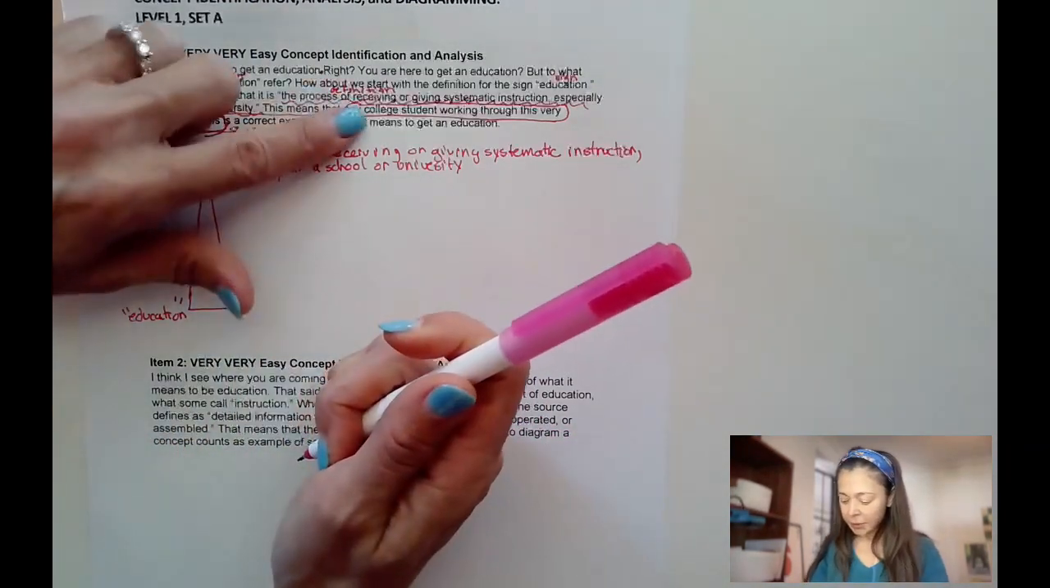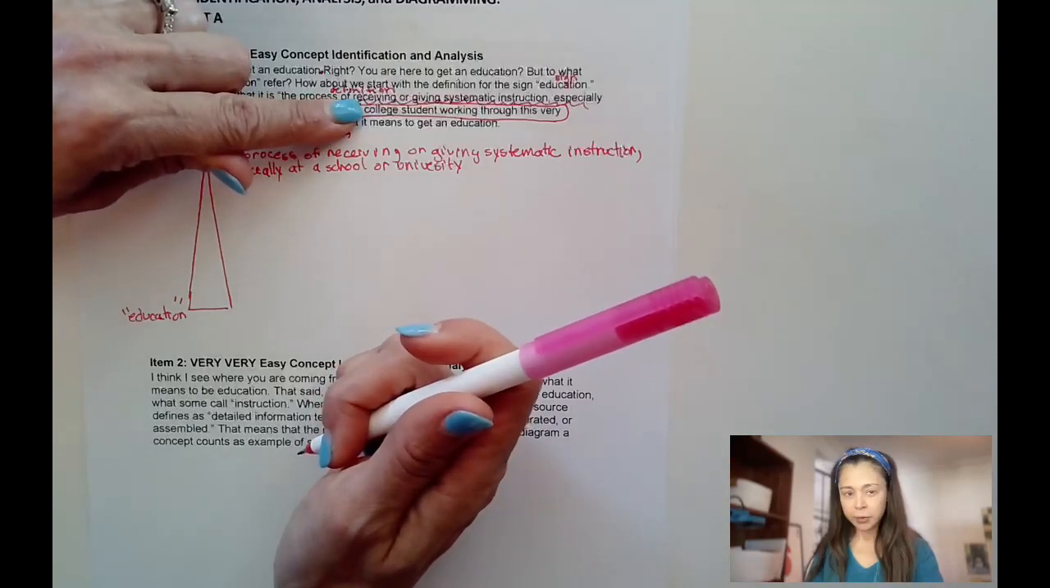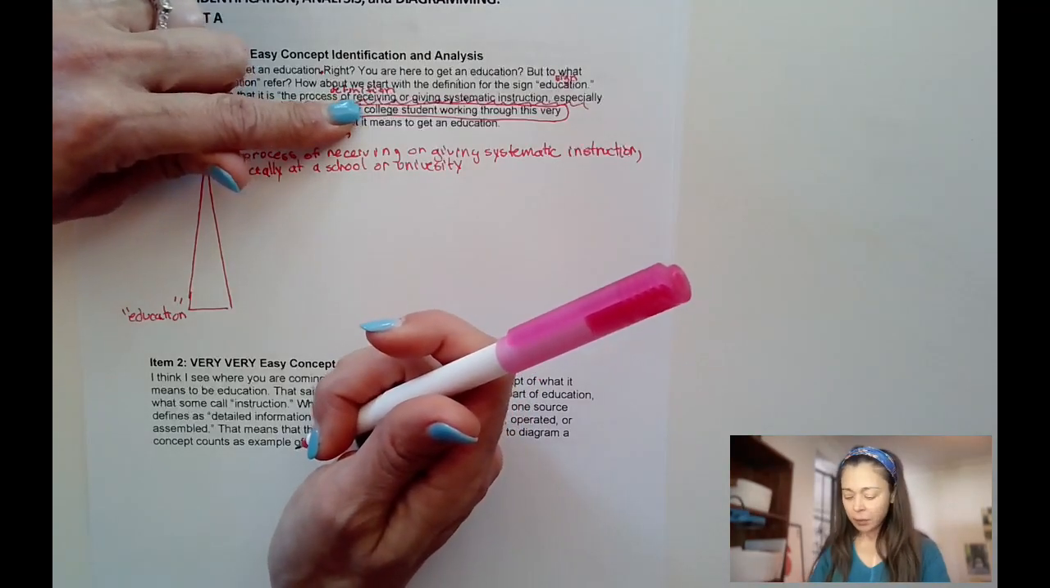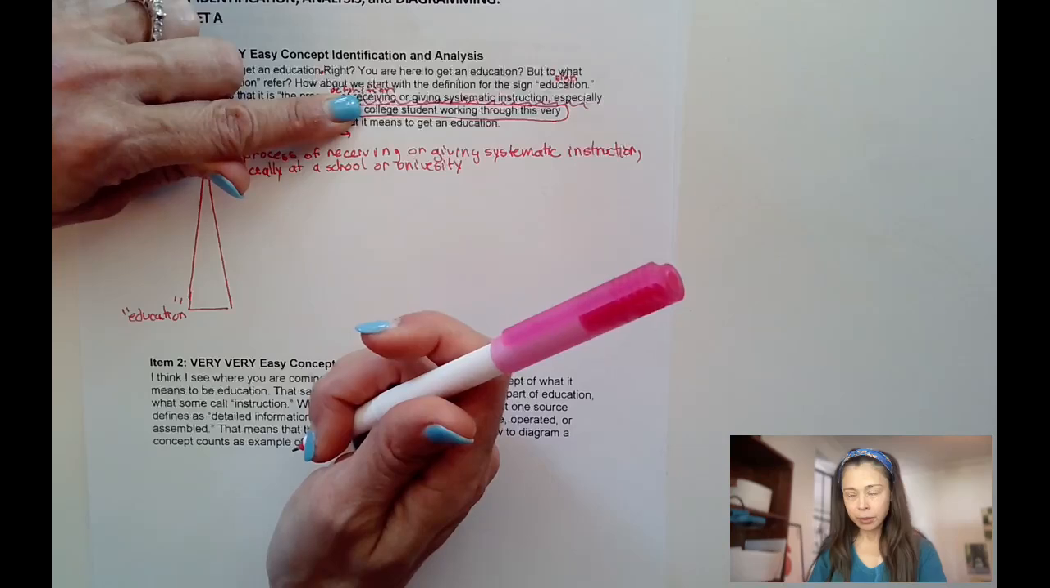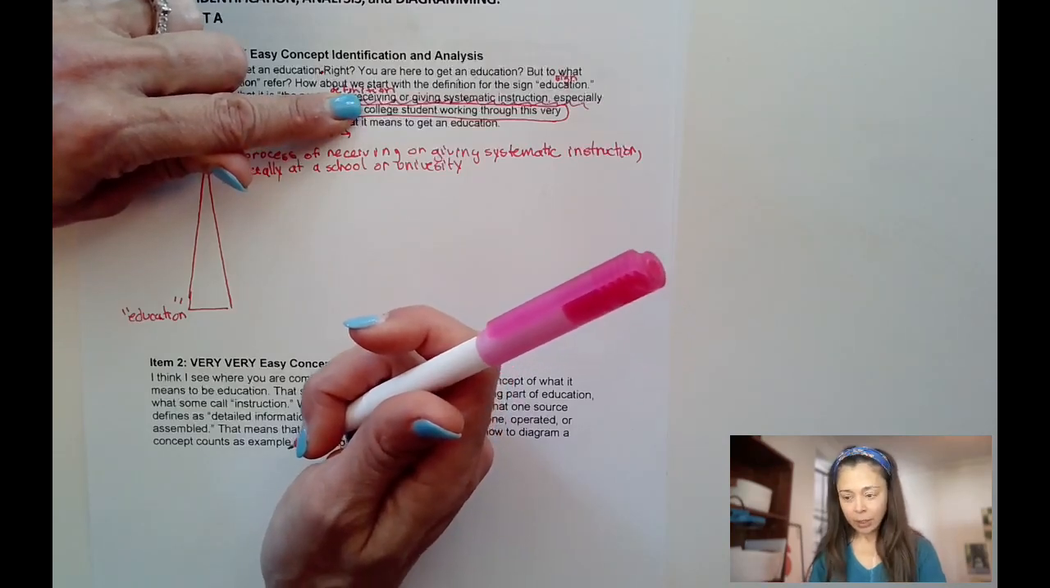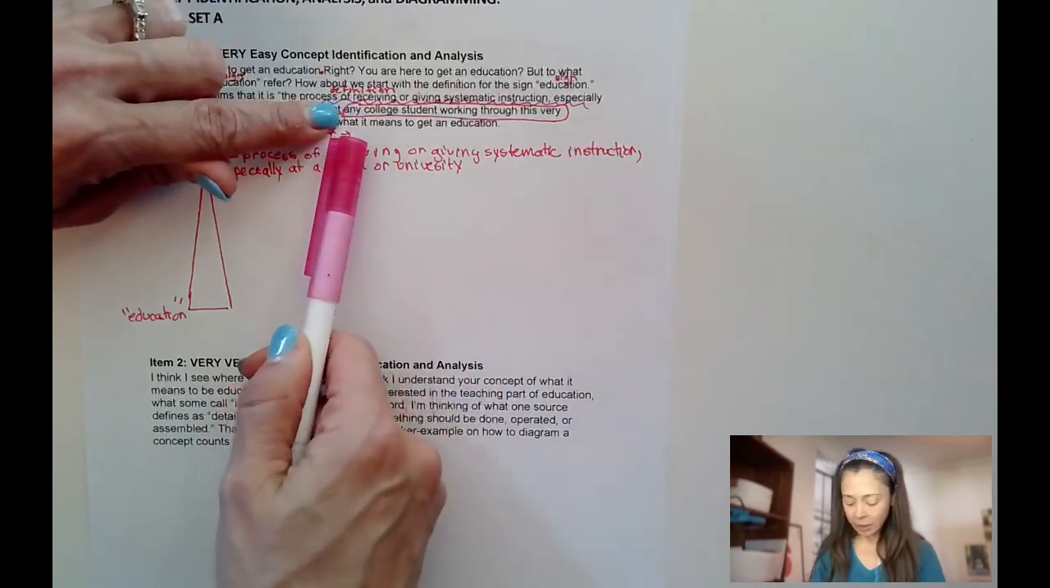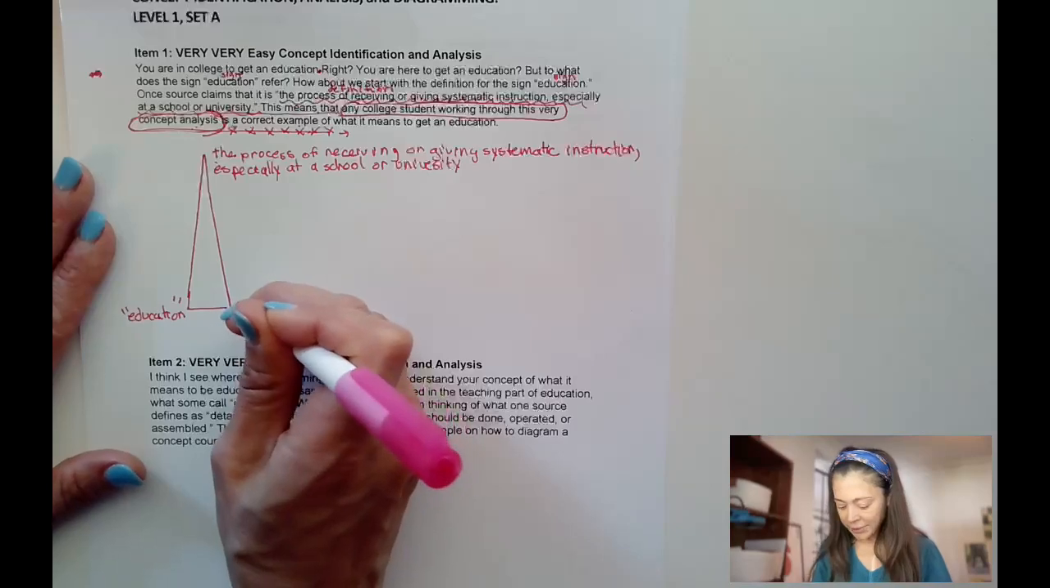So for the example, some students might just say college student working through, but that sounds kind of odd. So we want to say, because it's not just college student, the college student, some college students, this college student. No, it says any college student. So that word is not insignificant.